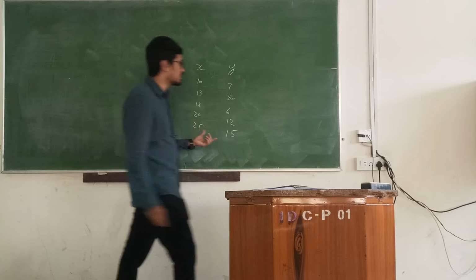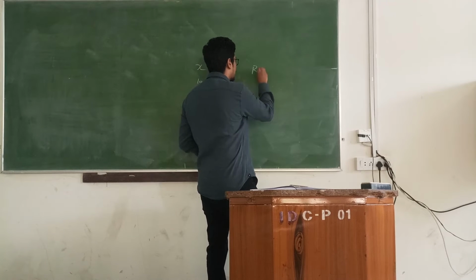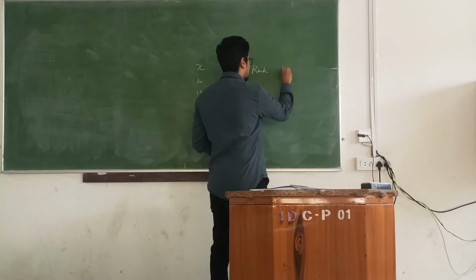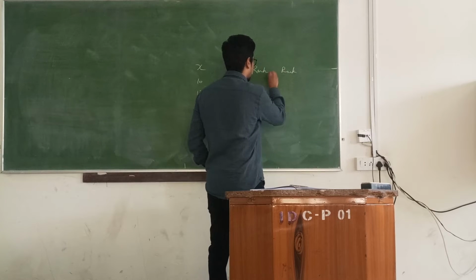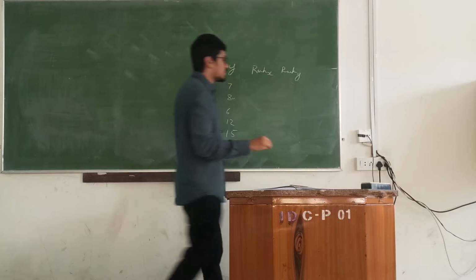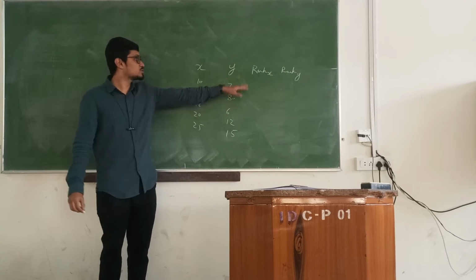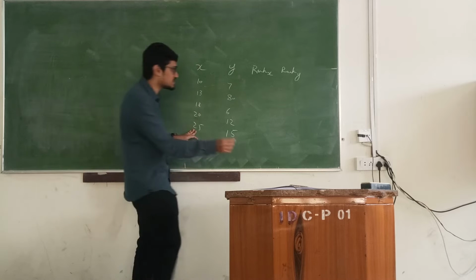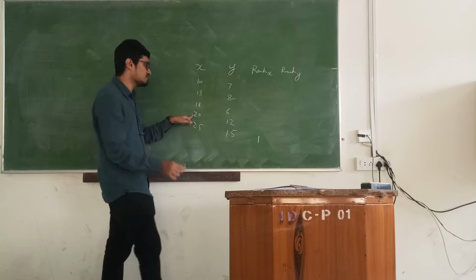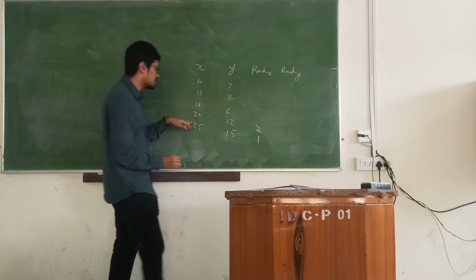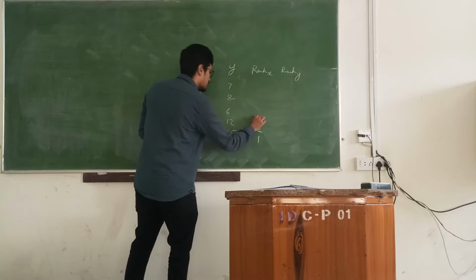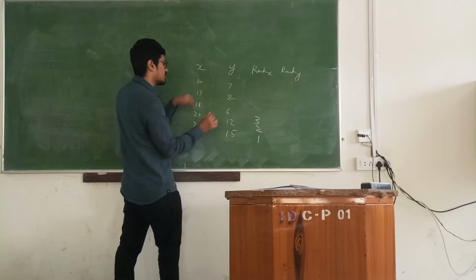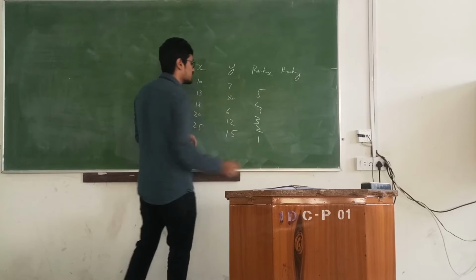If you are given these two data, the first step will be to assign ranks to X. Which one is highest, we will assign first rank. Which one is second, we will assign second rank. Then third highest is 18, then 4, 5, in descending order.